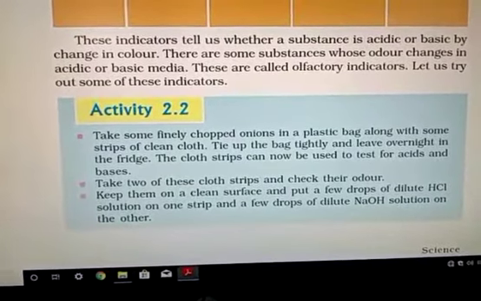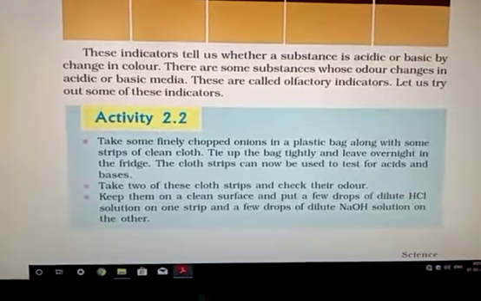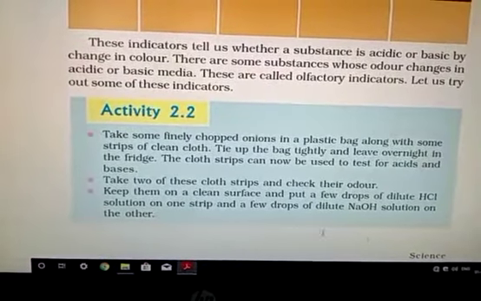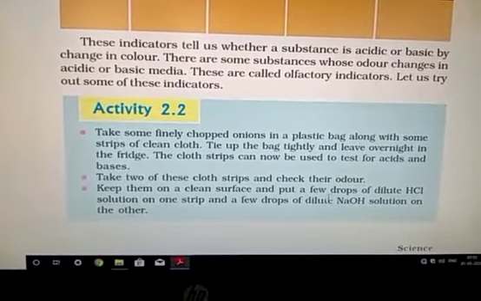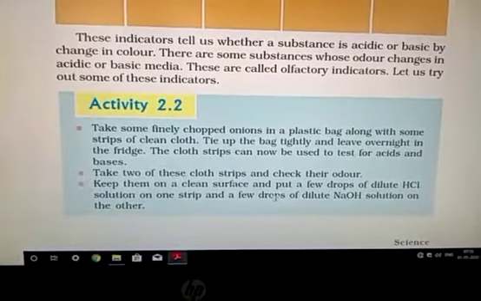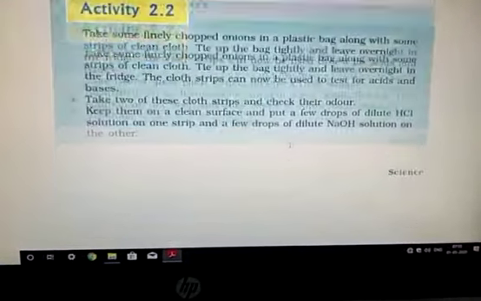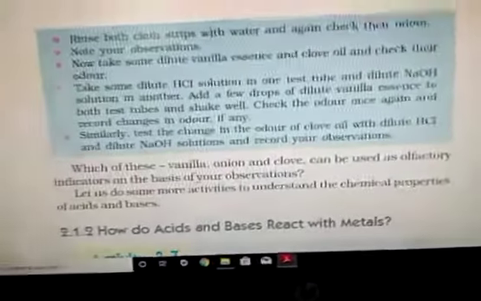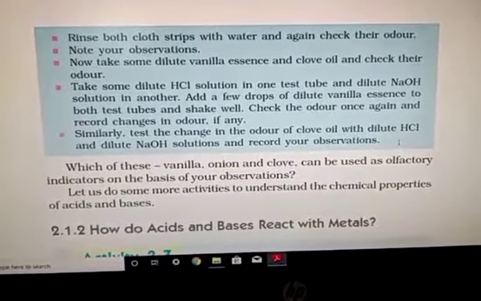After 6 to 10 hours, we take out these cloth strips, and now these strips are used to test acid and base. Keep them on a clean surface and put a few drops of HCl solution on one strip and a few drops on another strip. Their smells change. By this change in smell, we can identify the acid and base with the help of these olfactory indicators.